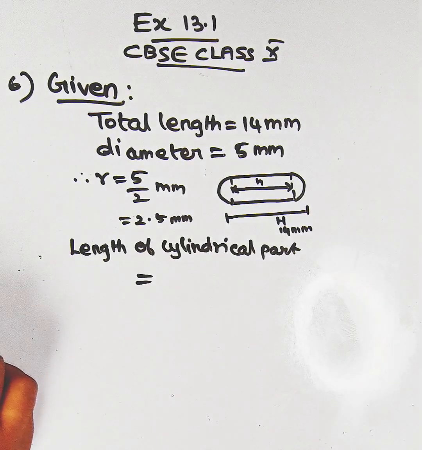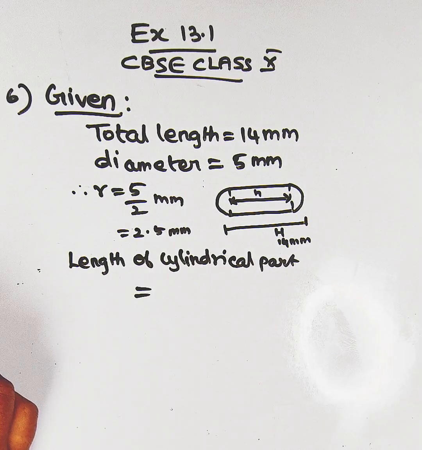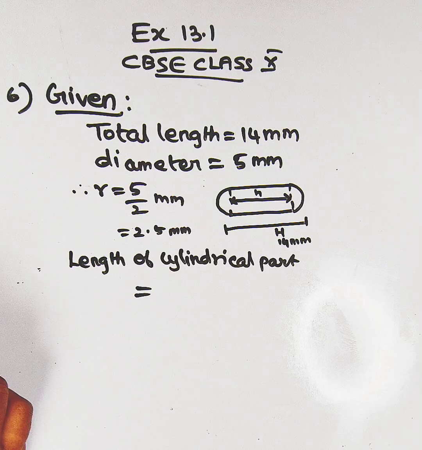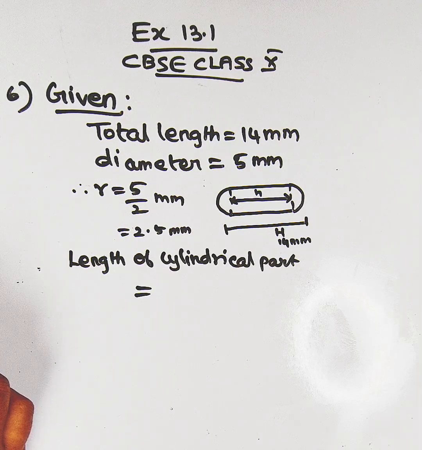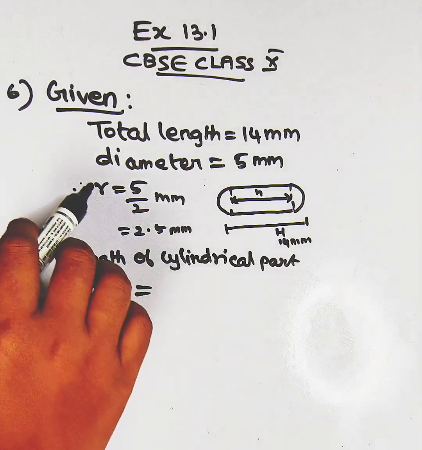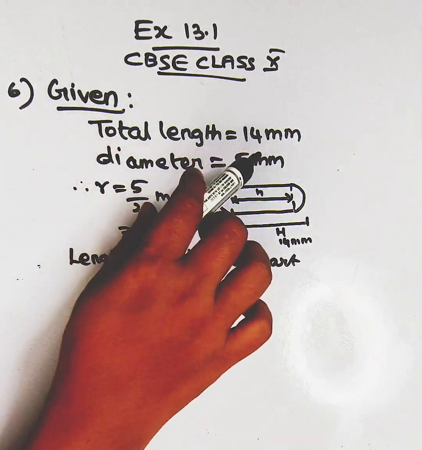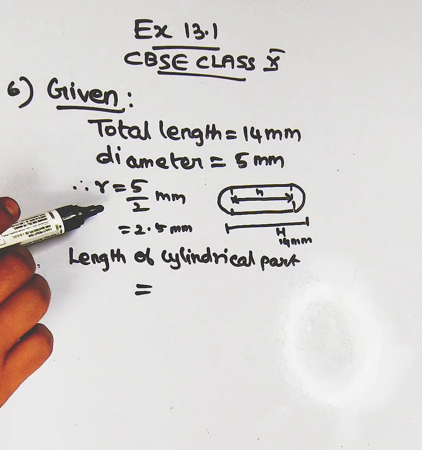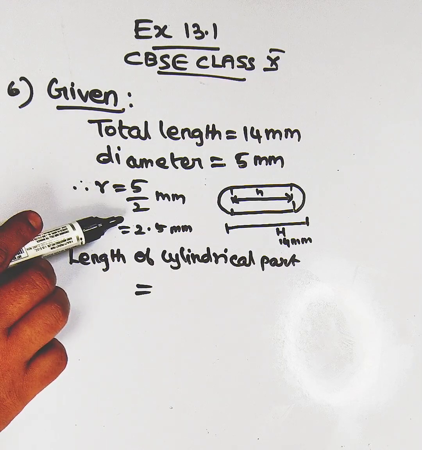Question number 6. A medicine capsule is in the shape of a cylinder with two hemispheres stuck to each of its ends, and the length of the entire capsule is 14 mm and the diameter of the capsule is 5 mm. Find its surface area. So let us write the given data first of all. The total length is 14 mm, diameter is 5 mm, divided by 2, we find the radius, that is 2.5.